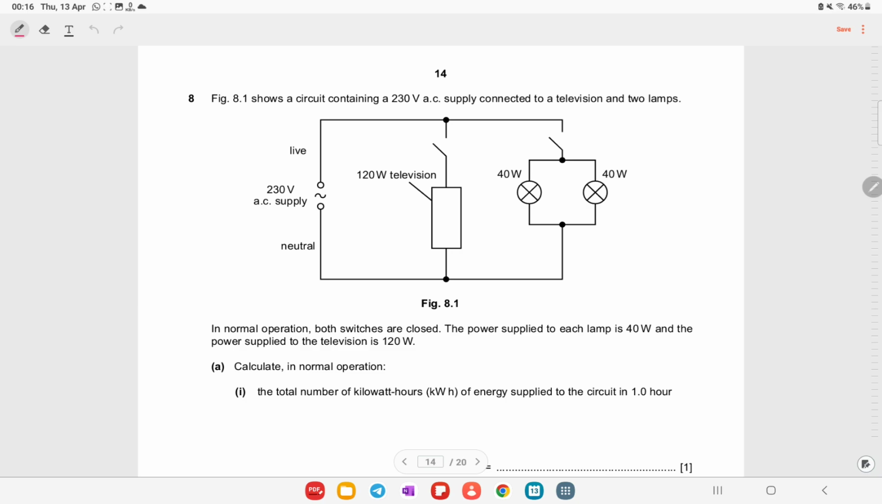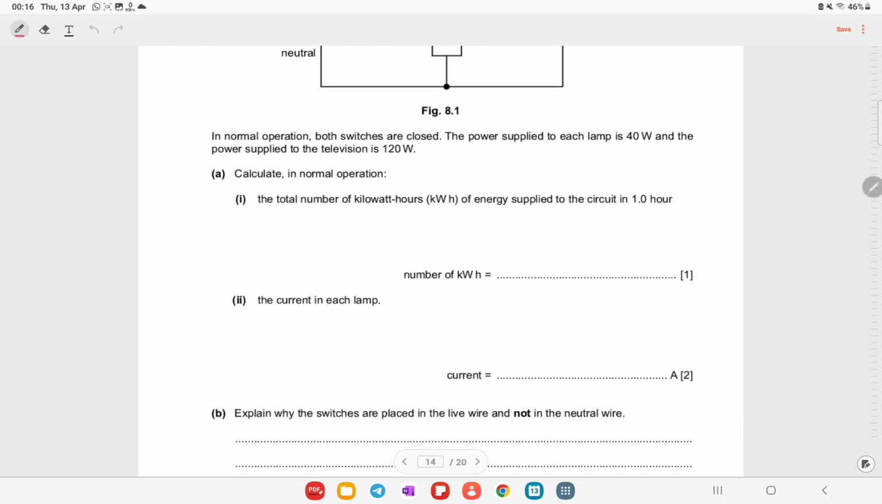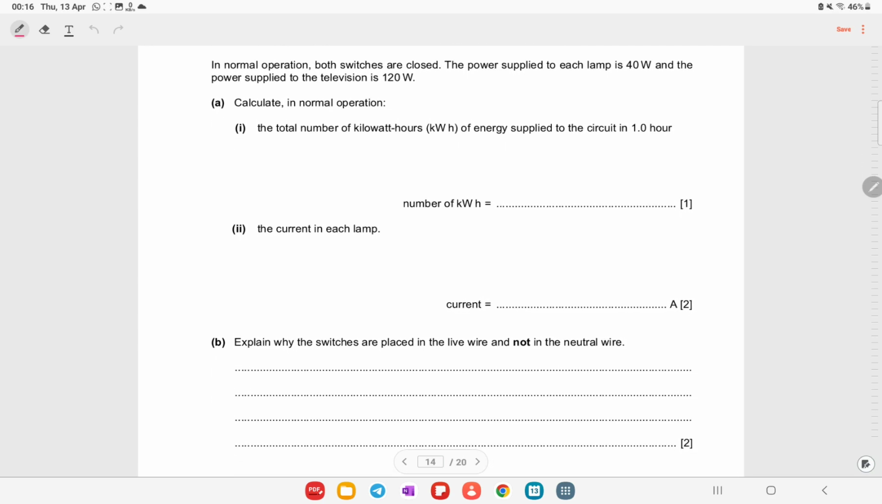Figure 8.1 shows a circuit containing a 230-volt AC supply connected to a television and two lamps. In normal operation, both switches are closed. The power supply to each lamp is 40 watts and to the television is 120 watts. Calculate the total energy in kilowatt hours supplied in the circuit for 1 hour. So total power will be 120 plus 40 plus 40, which is 200 watts.